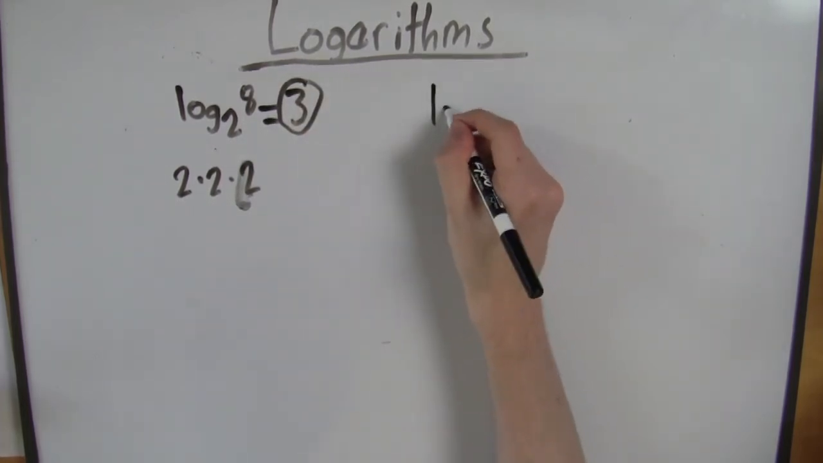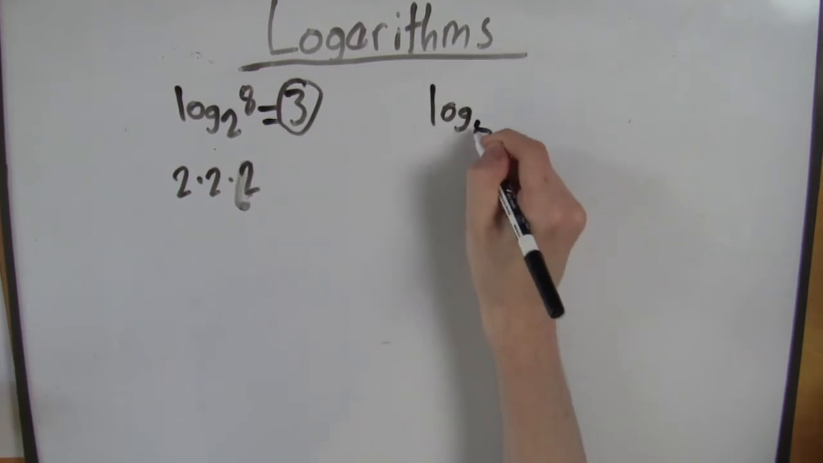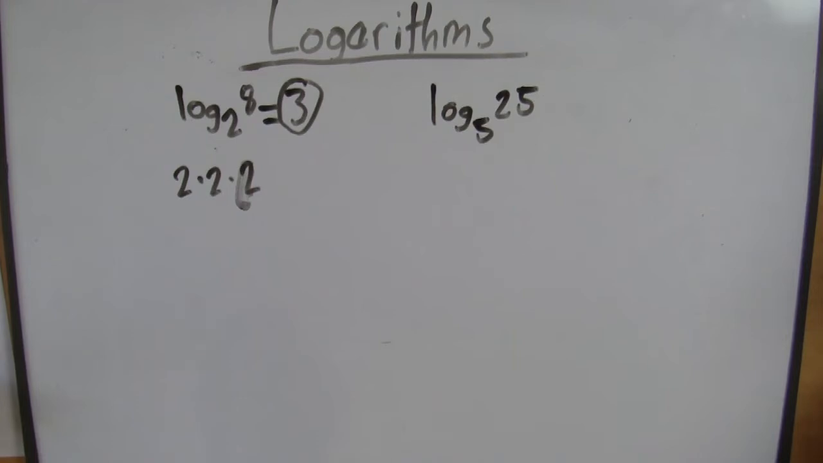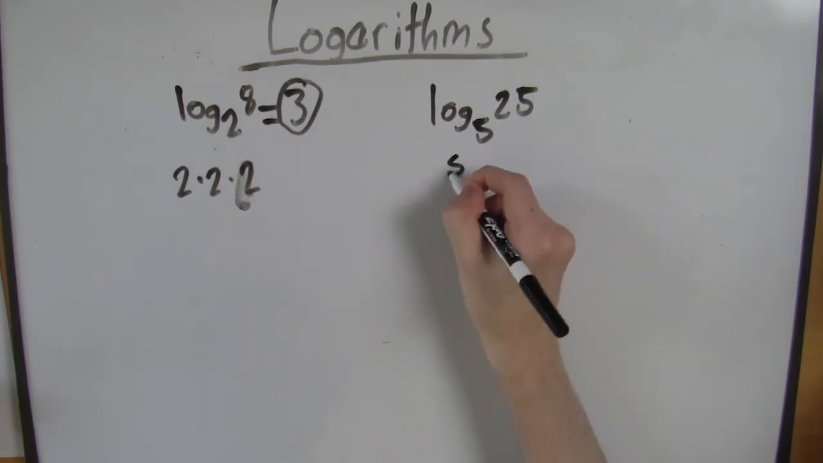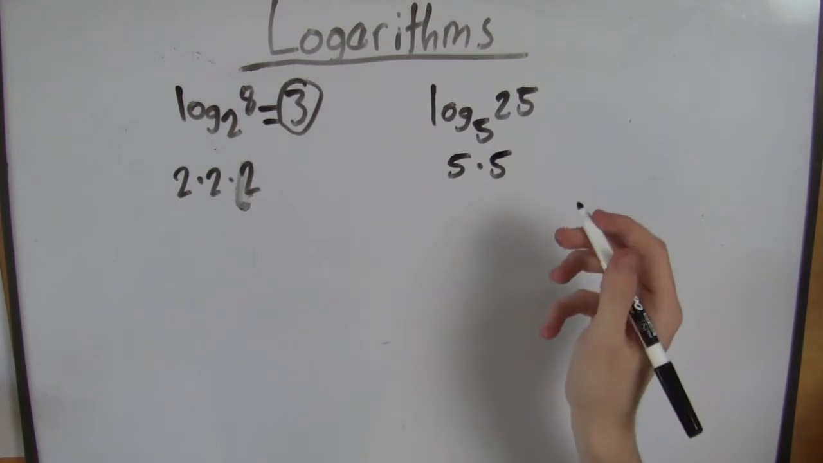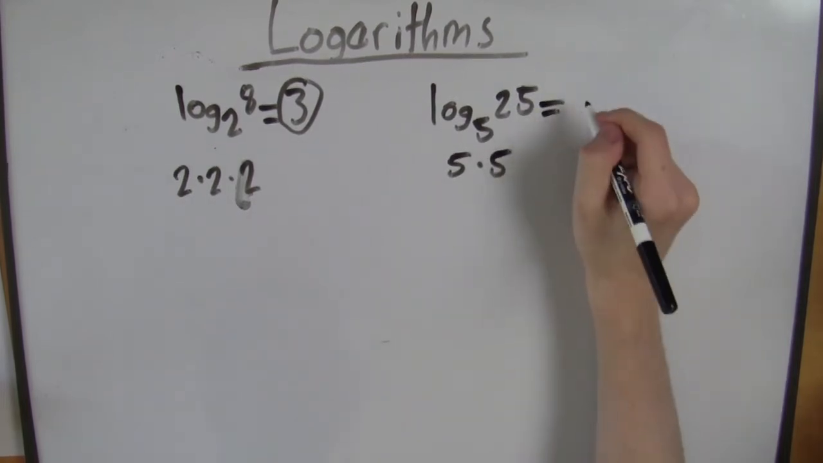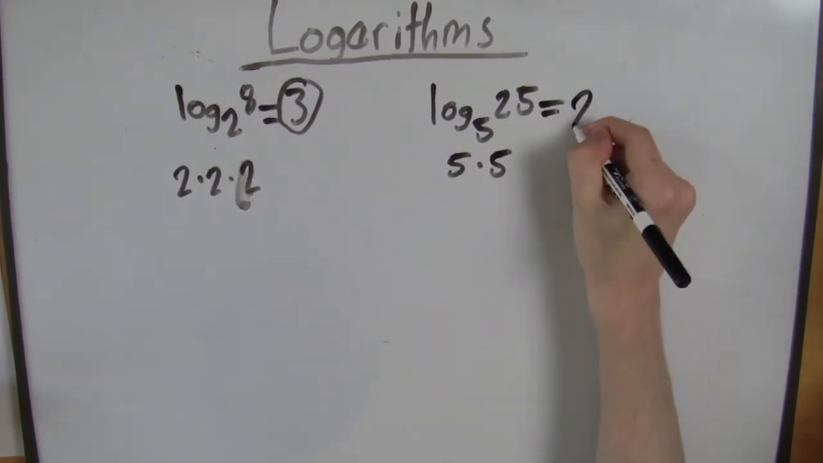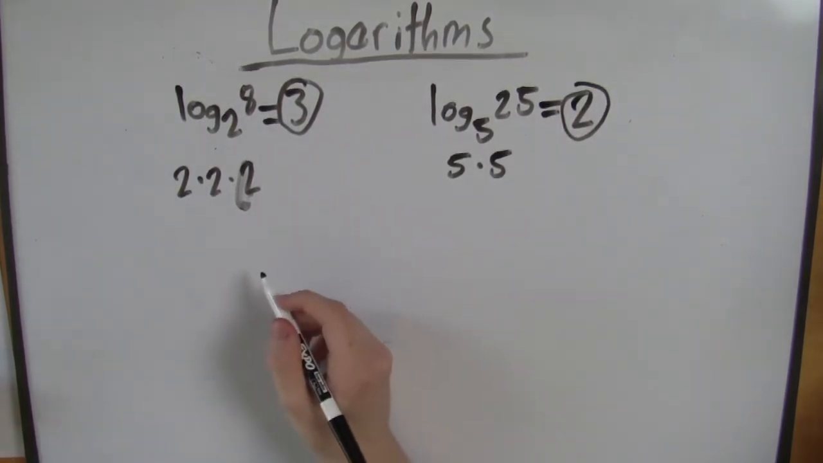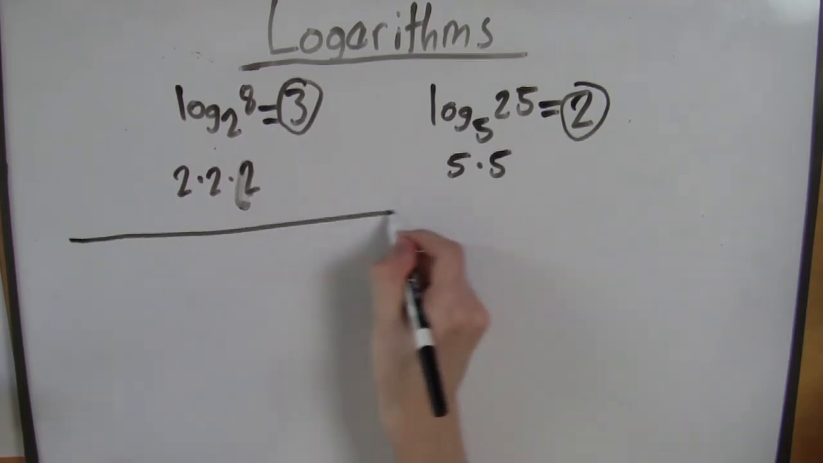Let's do another one. Let's say log base 5 of 25. How many times do I need to multiply in size by 5 to be 25 times as big? Well, once, I'm 5 times as big. Twice, I'm 25 times as big. So I need to multiply in size by 5 2 times. So 2 is my answer. Let's do a trickier one.